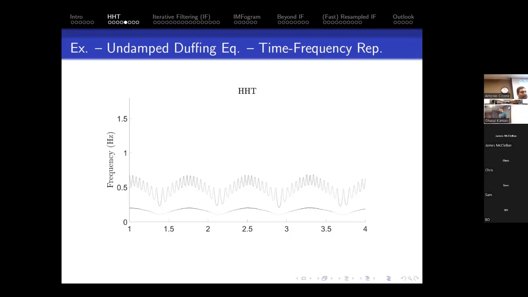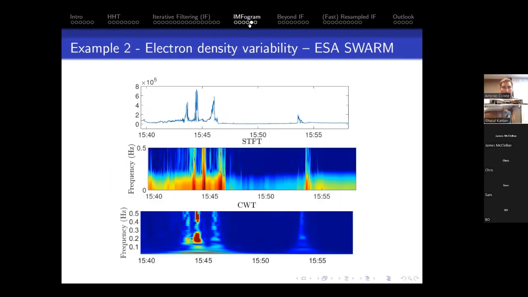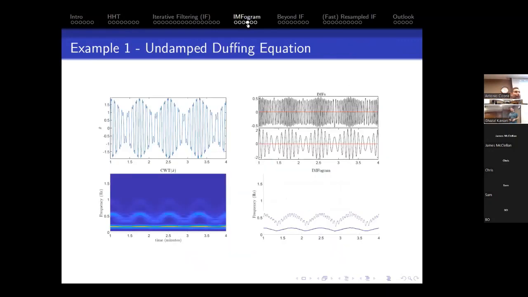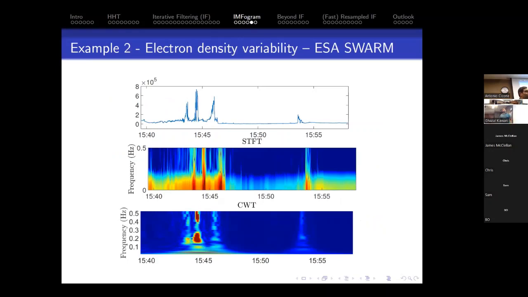So it's way faster. But it's not only a matter of being faster, which is something I should also do, right? Speeding up a little because the time is running. So anyway, we got an IMFogram which is pretty similar to the Hilbert transform, but it's even better than that. Let's see a real life signal.